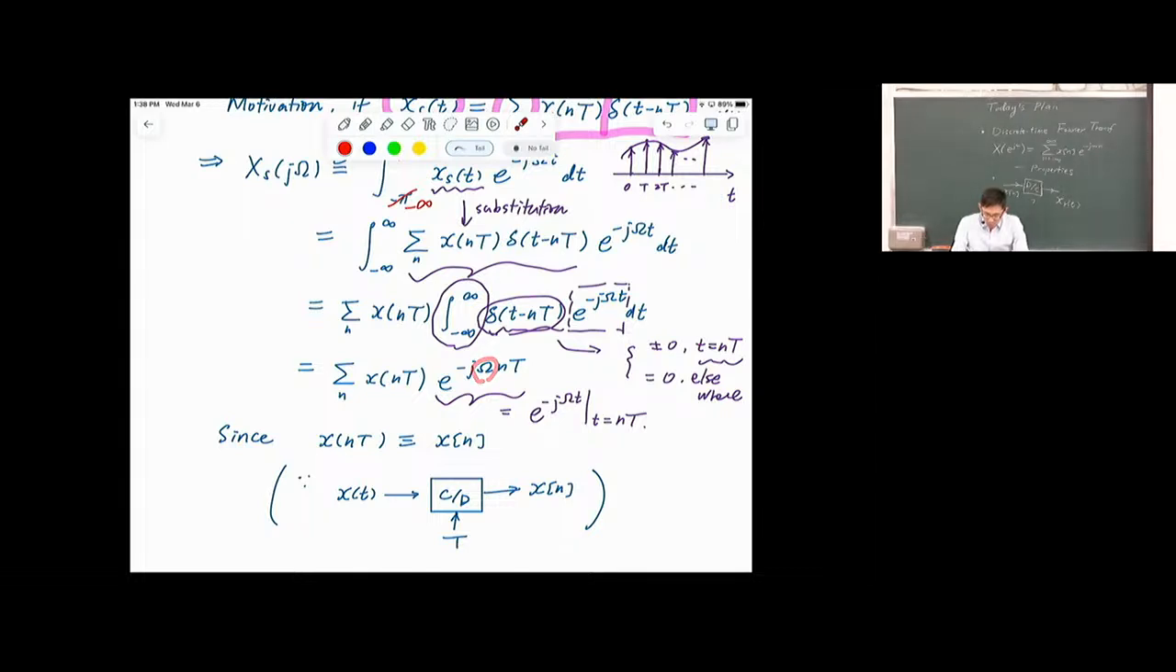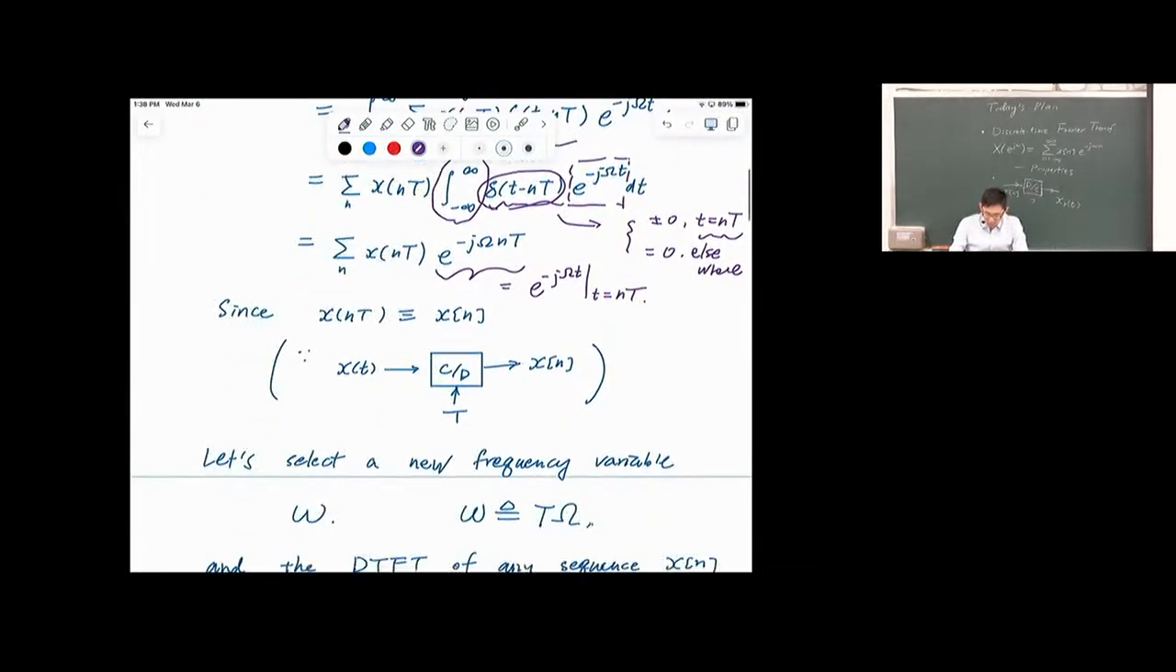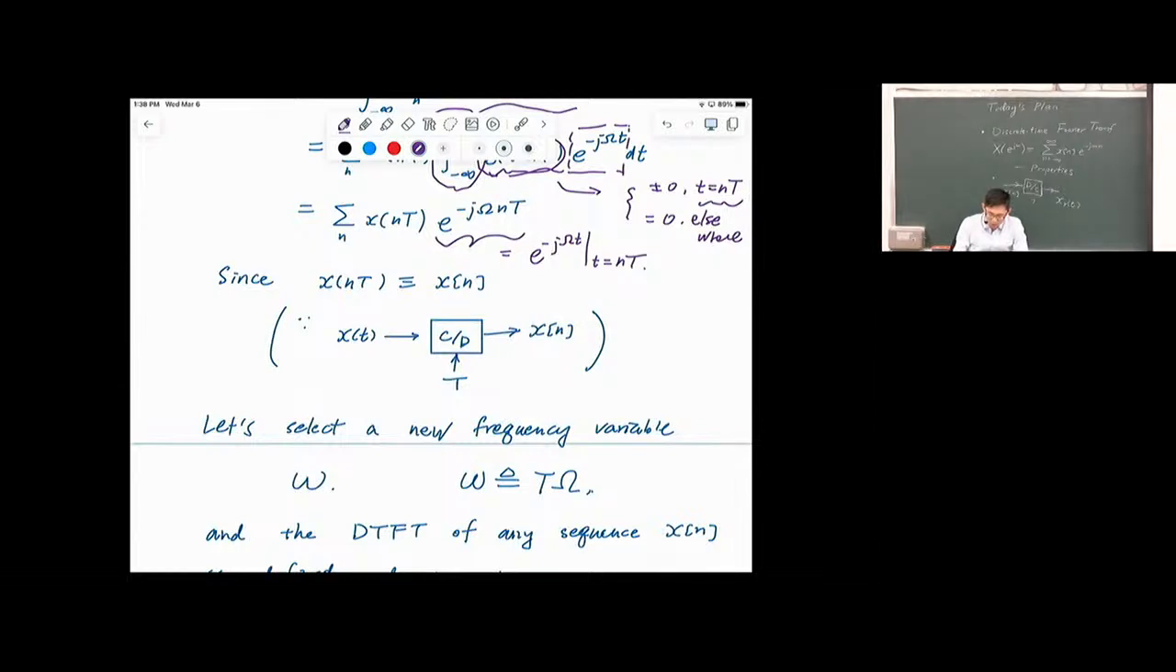But now, how about we define a change of variable. The next thing we do is to introduce a change of variable. We are going to select a new frequency variable, call it small omega. This small omega is going to be defined as the sampling period times our good old big omega. Big omega again is radian per second.